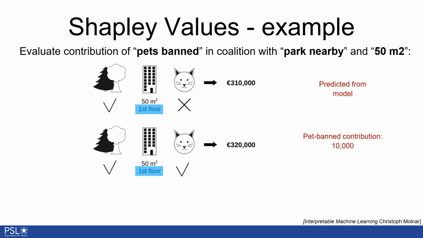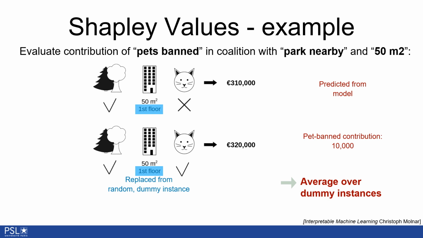Note that we are fixing the park nearby and apartment size features to their actual values in the instance we want to explain. But we have a fourth feature, apartment floor, which is not included in the coalition. Because it is not included in the coalition we're considering, we need to average over this feature, and in a Monte Carlo approach, this is done by replacing its value by values from random dummy instances. So this is the contribution of pets banned to a specific coalition.